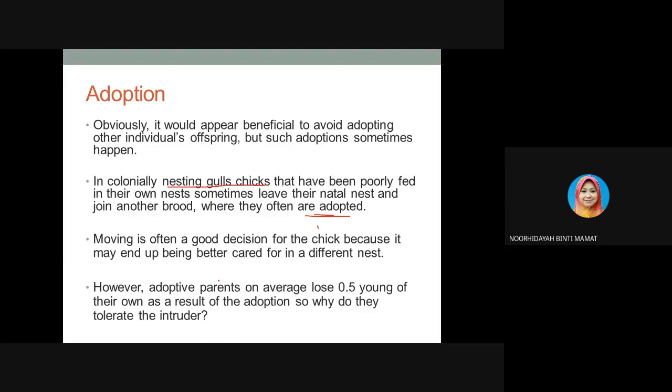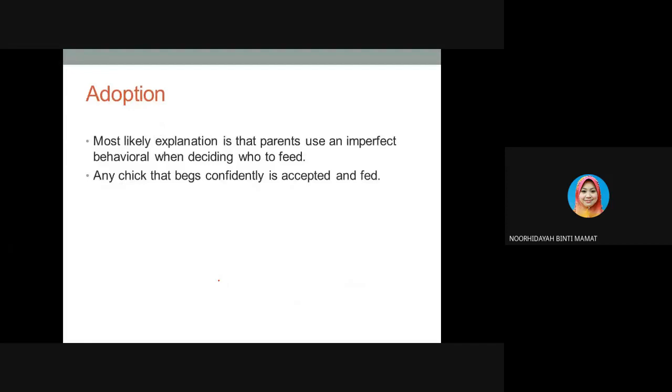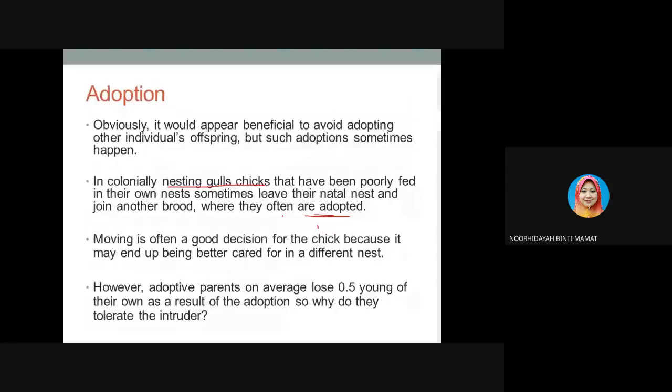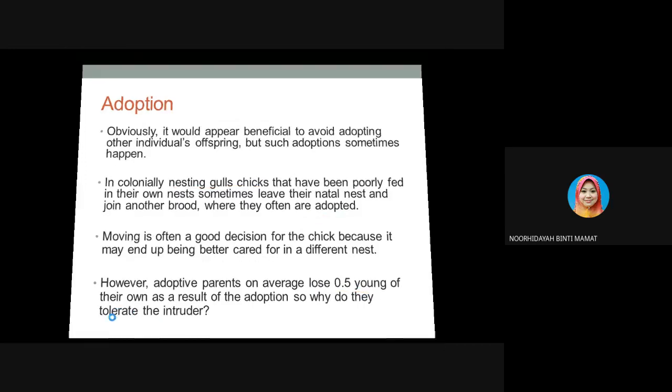So why do they tolerate the intruder? The most likely explanation is that the parent uses an imperfect behavioral rule when deciding who to feed. Any chick that begs for food from the parents confidently is accepted and fed by the parents. So this is the reason why the parents still tolerate the intruder, even though they will lose 0.5 young of their own offspring.